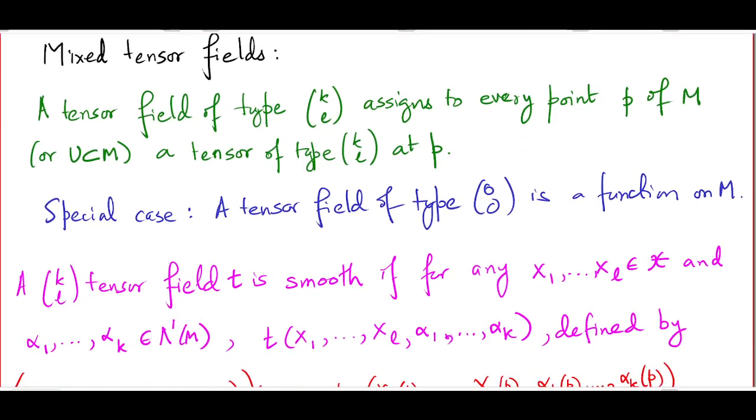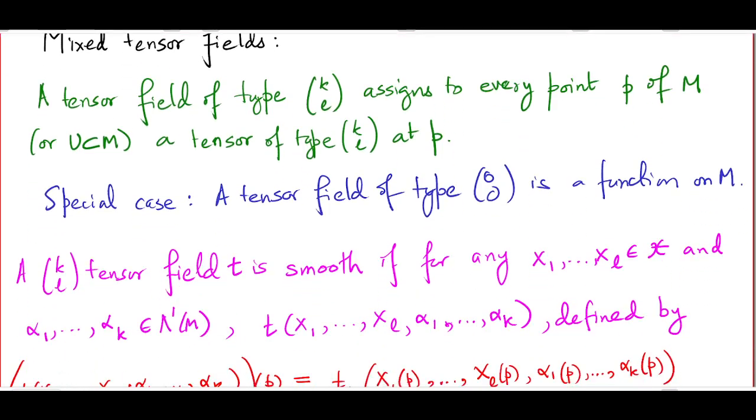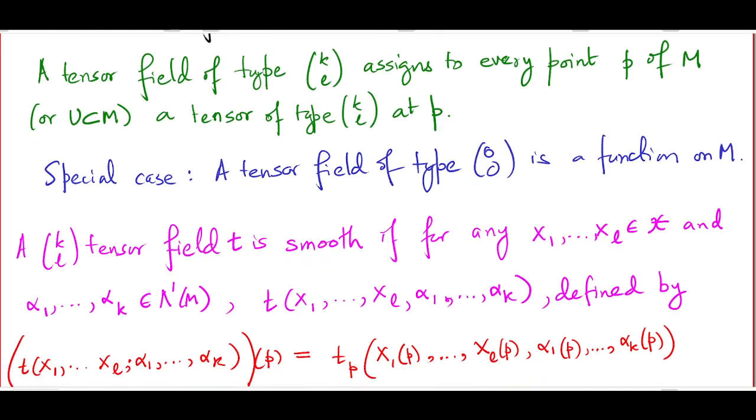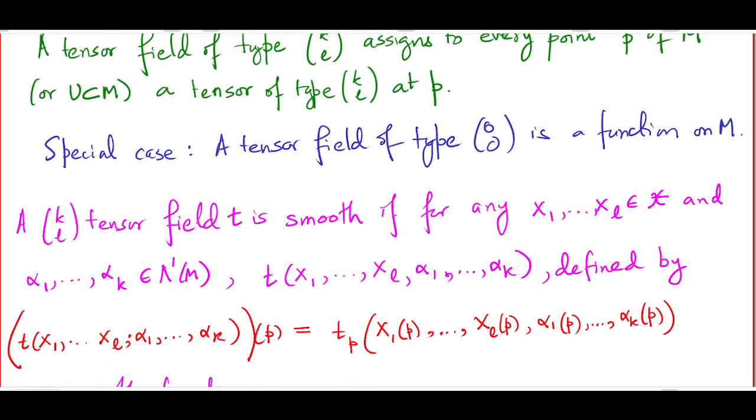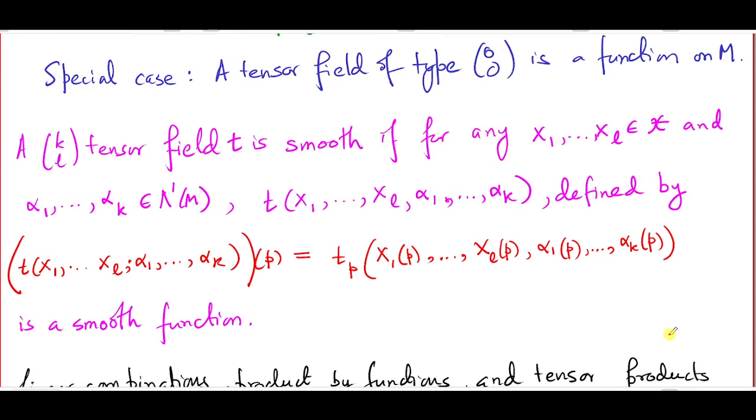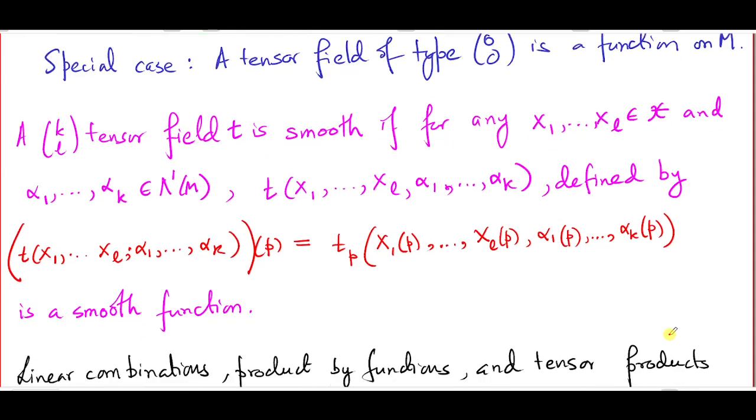Now, we define a (k, l) tensor field as smooth if for any X1 through Xl, which are smooth vector fields, and alpha 1 through alpha k, which are smooth covector fields or one forms, the function T(X1, ..., Xl, alpha 1, ..., alpha k), which is defined, of course, by its value at the point P being given by Tp acting on X1p, X2p, ..., Xlp, alpha 1p, alpha 2p, ..., alpha kp, is a C-infinity function.